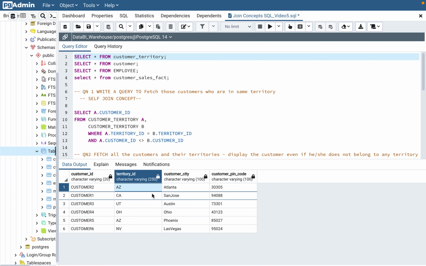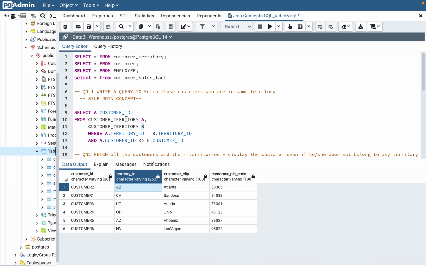It's definitely targeting you towards the self join, because how are you going to fetch matching data from the same column other than using a self join? You have to use the same table multiple times. So what is a self join? A self join is a concept in SQL where you are joining the same table 2 times. It's called using a table alias. Basically, you take the customer territory table and name it A, and use the same table again and give it the name B.